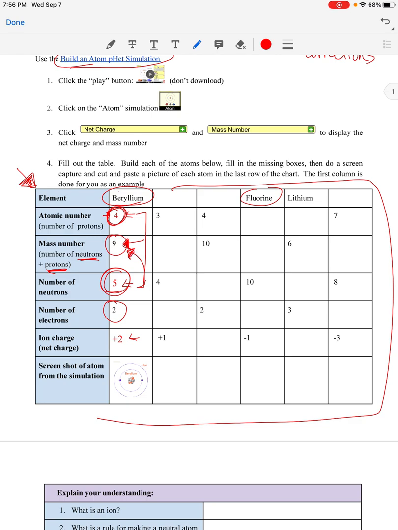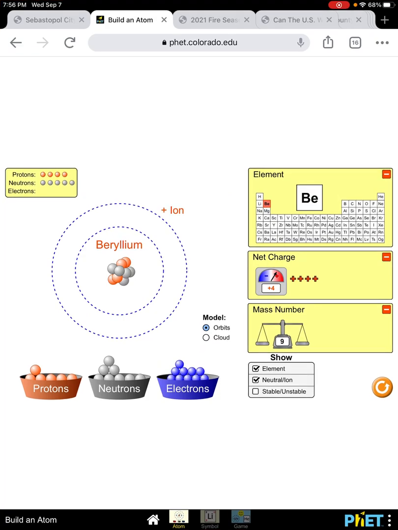Okay, now we've been told, because this is in black, that we have 2 electrons. But we haven't been told this. This is the answer. Let's see how we get that answer. So if I add 2 electrons, I can go back to my simulation, I can add 2 electrons. And now it tells me here the net charge is plus 2. And that makes sense because I have 4 positive charges from the 4 protons, but only 2 negative charges.